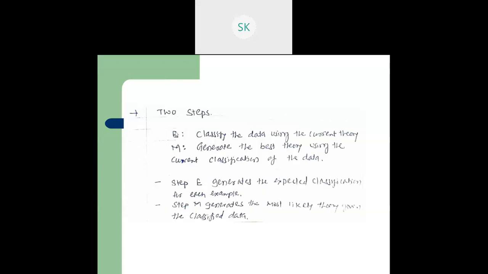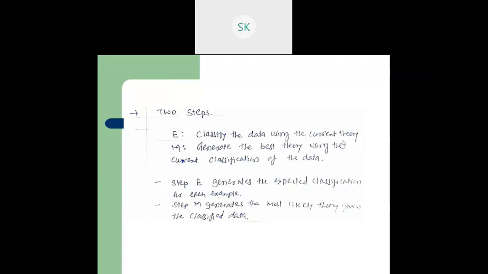These two steps are capital E and capital M. The E is expectation: classify the data using the current theory. The current theory is whatever model is presently prepared with respect to the parameters and the rules of the features. Next step is capital M, maximization. Here we improve and modify our results based on what we obtained with our current theory. It generates the best theory using the current classification of the data.